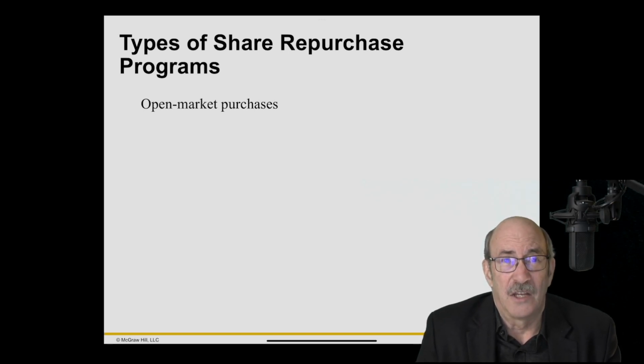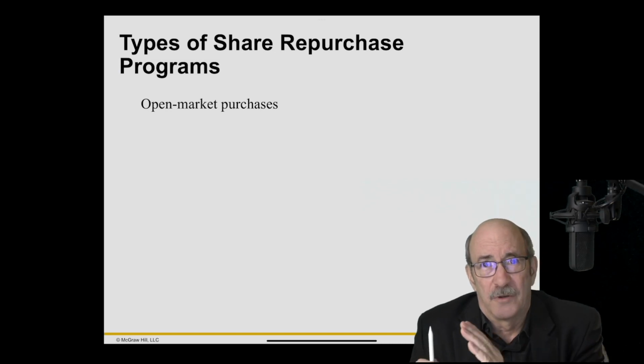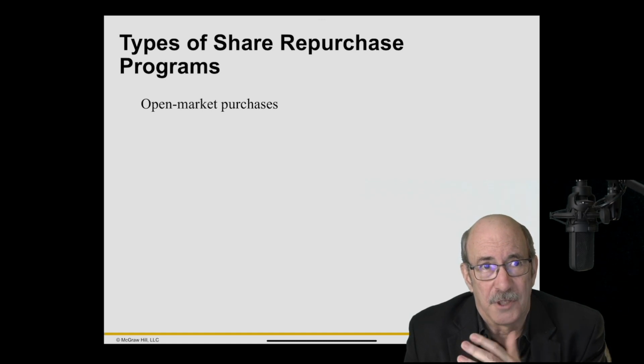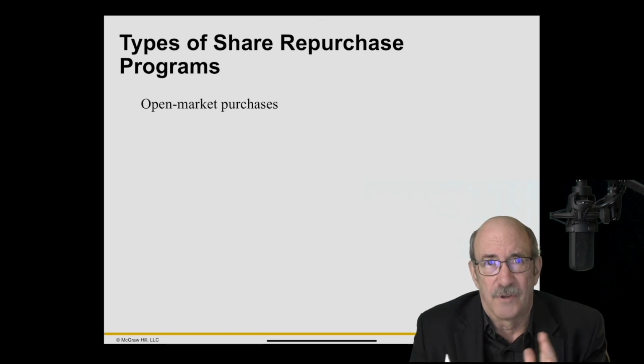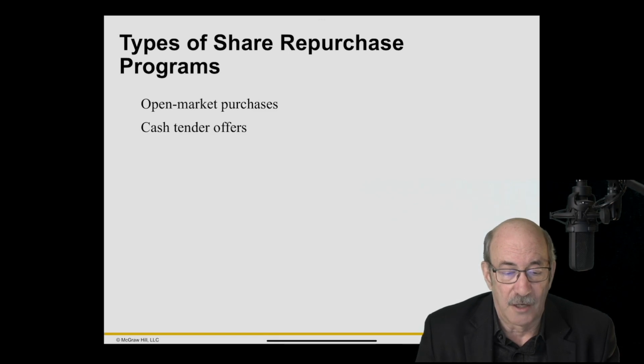The data suggests that when firms do announce these things, they usually either complete it for the most part, or for the most part, don't even do it, or only do a very small amount. There's very few that go in between that. But open market repurchases are one of the most popular means of buying back stock. Cash tender offers are another method.